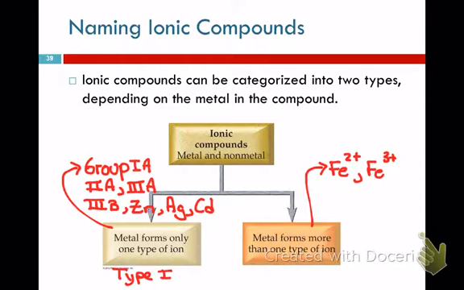That's one of your indicators, by getting it from the formula. Okay, so how do you know which ones are type 2?